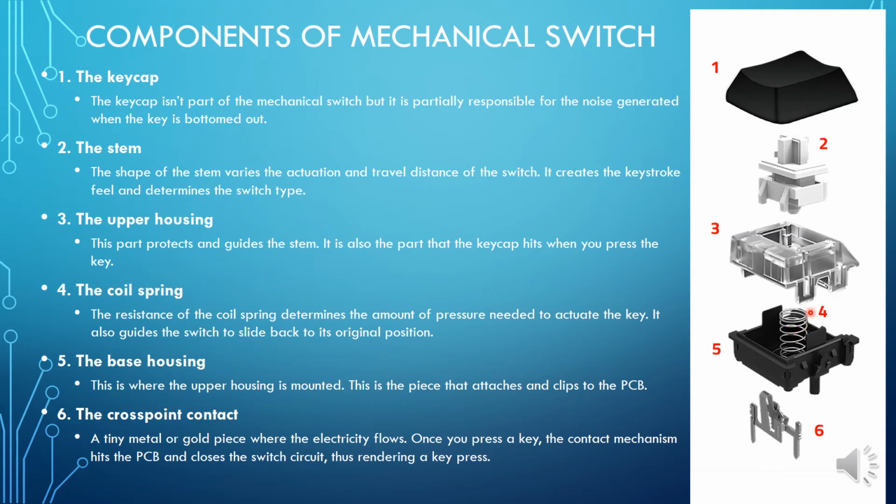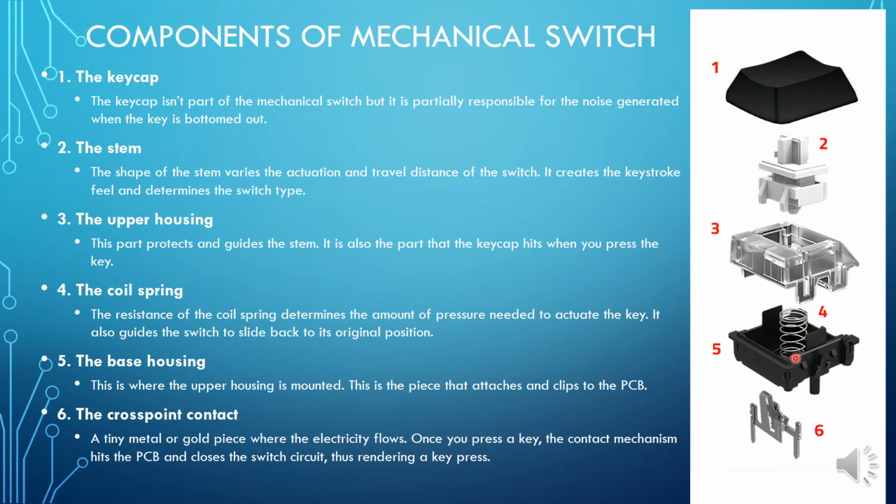The resistance of the coil spring determines the amount of pressure needed to actuate the key. It also guides the switch to slide back. Means when you are pressing this key, with the help of the spring, the key will come back to its original position. So basically the function of this spring is to guide the whole switch to come back to its original position after pressing it. The base housing is where the whole unit is mounted.